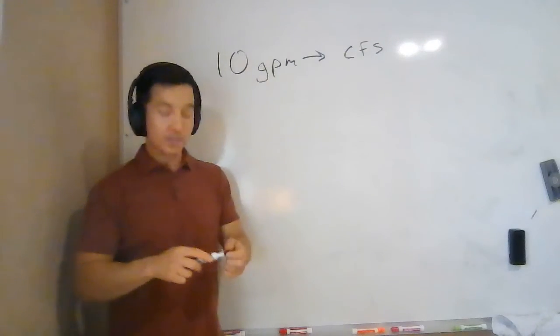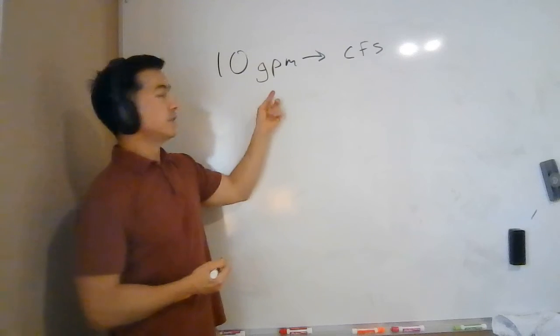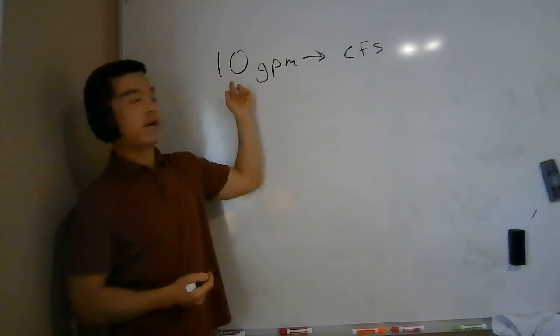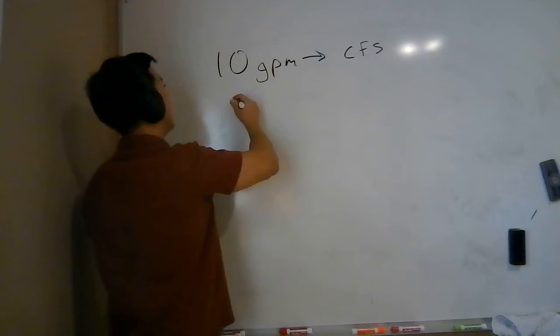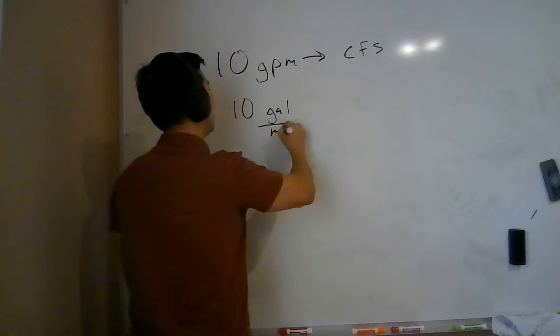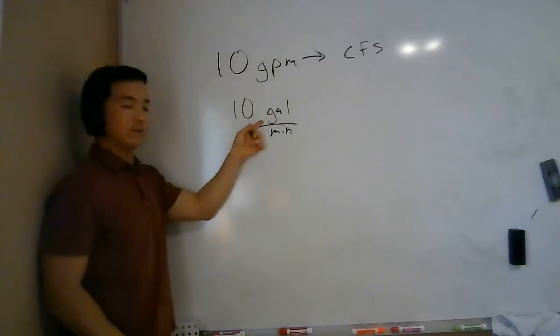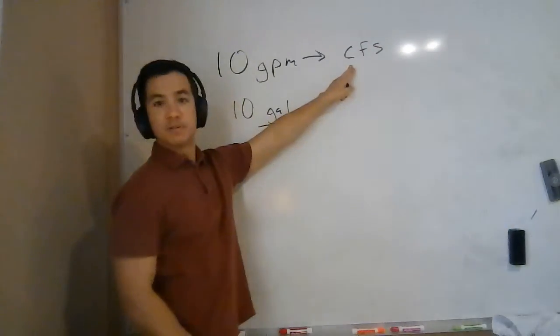All right, in this problem here, we're going to be working on unit conversions, and we're going to be focusing on converting 10 GPM to CFS. So before we can focus on the 10, we need to focus on the units first, remembering that GPM is equal to gallons per minute, right? So what this is saying is that in 1 minute, 10 gallons of water flowed through, say, this pipe in this example. We need to convert to CFS.